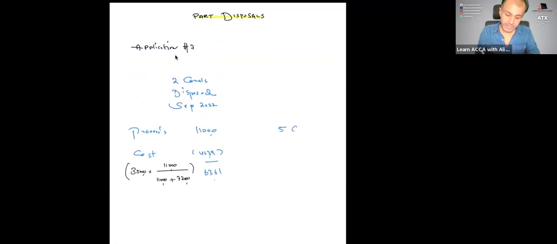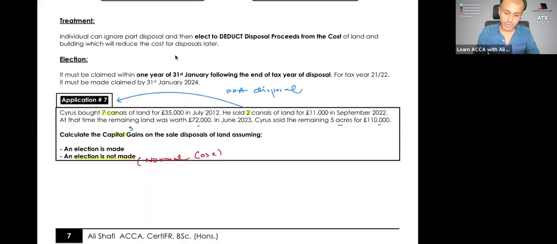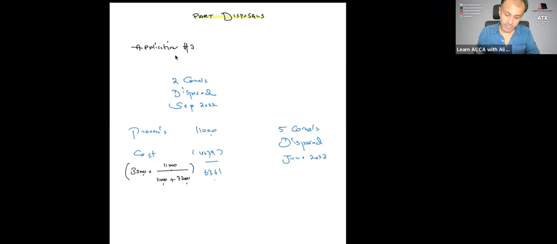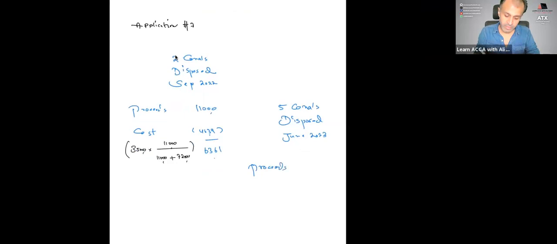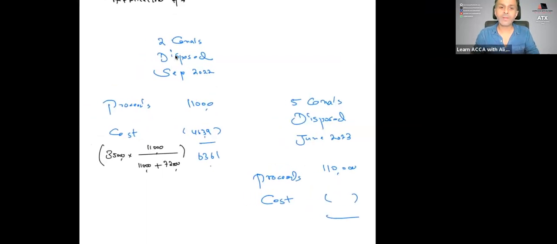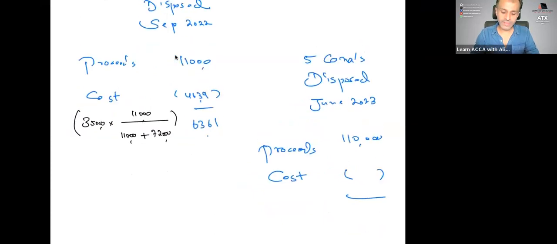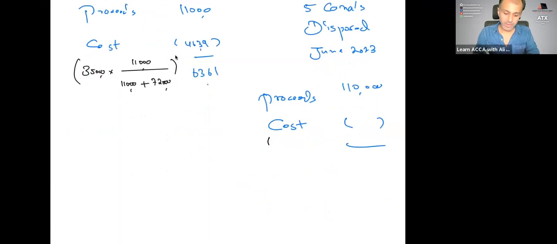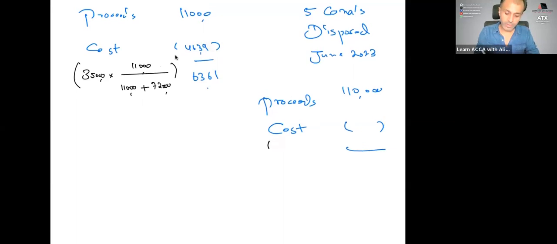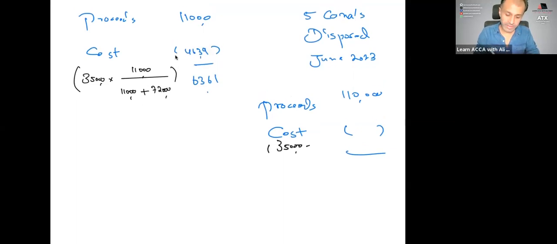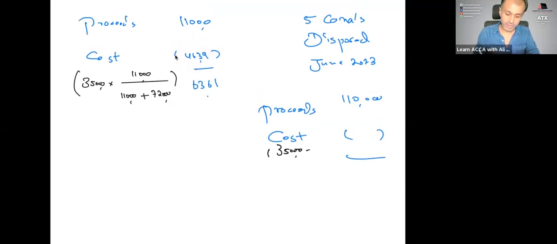And then 7 canals of the land has been disposed. Later on, the day of that disposal was June 2023. For the proceeds of 110,000, what should be the cost of the 5 canals of land? Mathematics. If out of 7 canals, the 2 canals have taken this much of cost, the remaining 5 canals will take the rest. The total cost is 35,000. So if out of 35,000 we have given this much to 2 canals, the remainder should go to 5 canals. Simple as that.